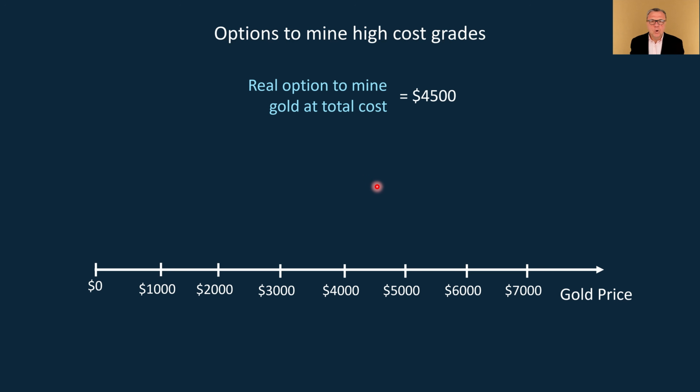Let's imagine that we have a gold miner who has an option to mine gold at a cost of $4,500 per ounce. They've got low-grade reserves, which will cost $4,500 to dig up and process and sell. Then that represents a real option. It's not a financial option. It's an option over real things, those real reserves. So it's a real option to mine the gold. And this is like the strike price of the option.